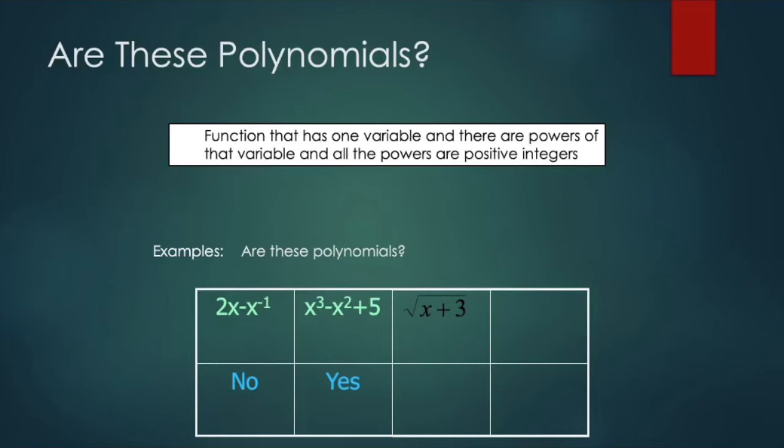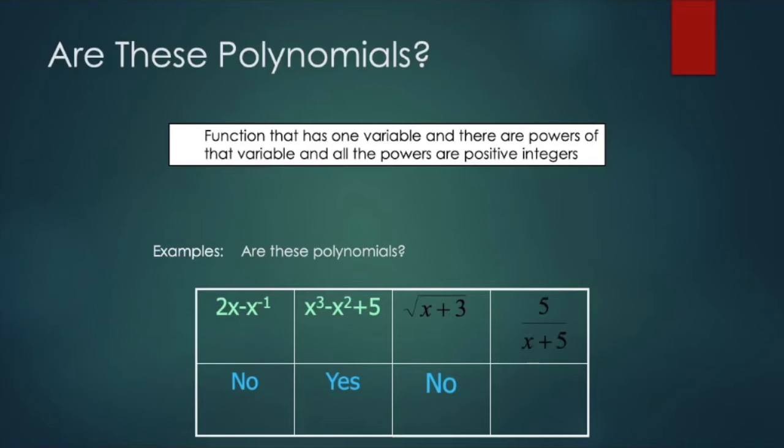We have not covered what happens with the square roots, but I'm going to tell you that the exponents for square roots are not positive integers. They're different, and I'm not going to go into it right now because we won't need it for a while. But whenever you have an x under the square root, it is not a polynomial. So it's a no. That is correct.